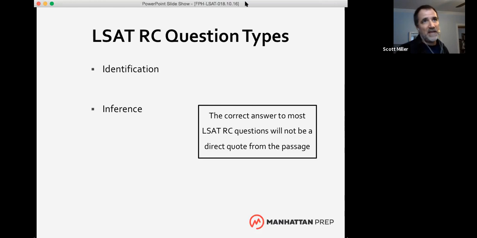Maybe in some identification questions, you might see a word or phrase taken directly from the passage, but it's actually not that common to see that in an answer choice.